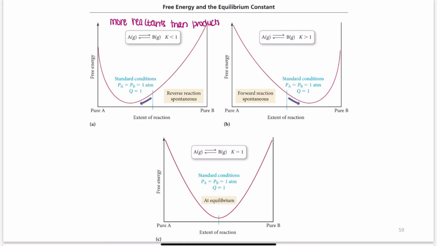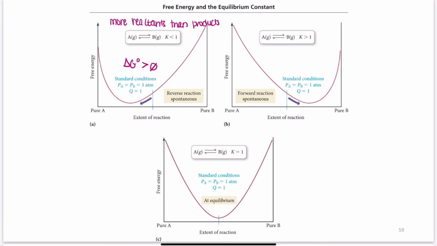How do I know that? Well, K is less than 1. I know that if K is less than 1, it means I definitely have more reactants than products. Under standard conditions, Q is equal to 1, and I see that this reverse reaction is spontaneous. Delta G naught is greater than 0.